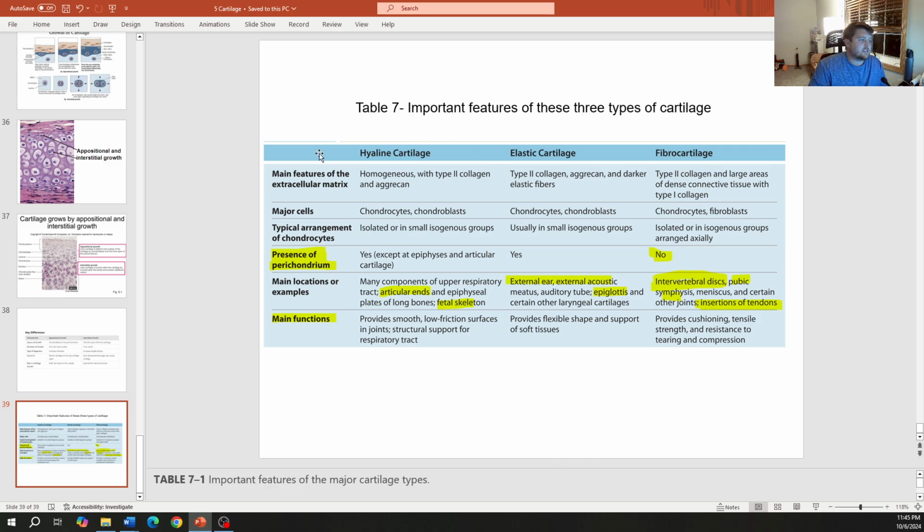This is a fantastic chart to study, which contains a lot of the information that we just went over. And that is it for cartilage.